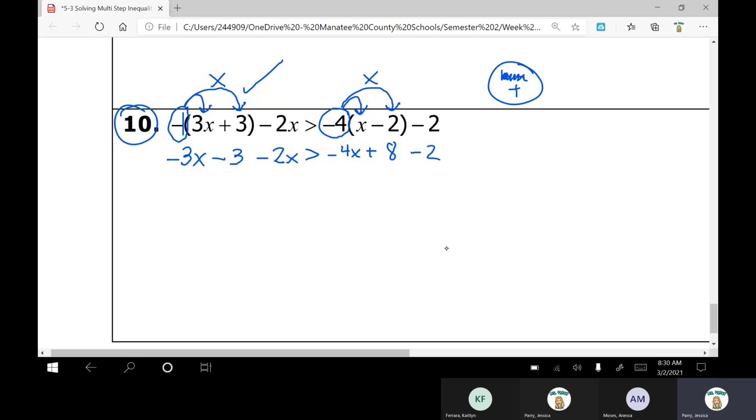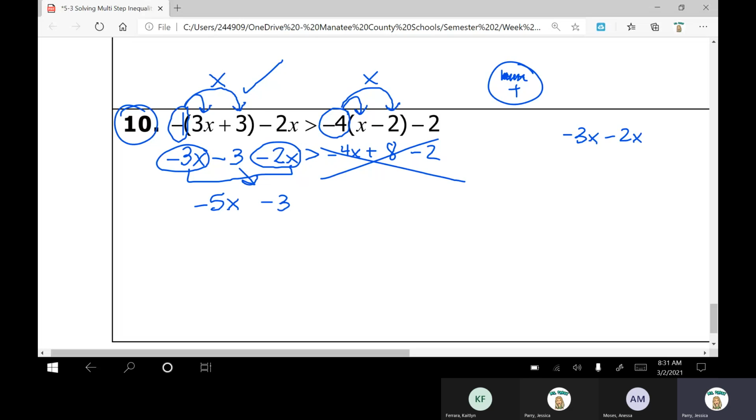Okay, now we're going to cover up this right side. We're only going to look at the left side. We can see here that we can combine these two together, the -3x, and then make sure you circle the sign in front and the -2x, -3x and a -2x. So then we get a -5x. They're the same signs, they're both negative, so add the numbers together, 3 and 2, so we get 5, and then keep the negative sign. Bring down this -3, just copy it down, inequality sign.